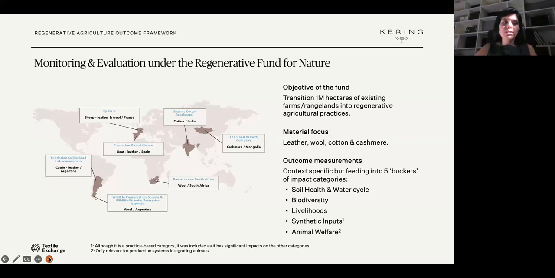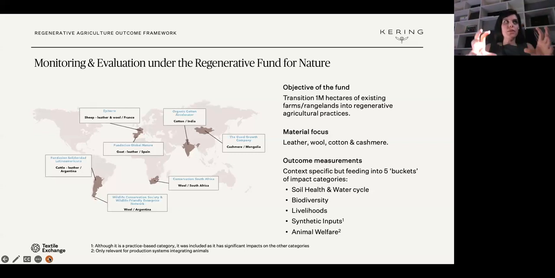So you can see the pillars here on the slides. We have soil health, in which we also include elements around the water cycle. There are always opportunities to improve this, and this is partly why we're really excited to be part of this work. Biodiversity, livelihood, so impact, of course, for local communities. Eliminating the usage of synthetic inputs, which is more practice related, but it's so connected to so many areas of impact that we felt it was really important to draw a red line and be really clear on the need to go towards a transition towards that elimination of synthetic input usage. And then animal welfare, where relevant for projects that involve animal grazing.